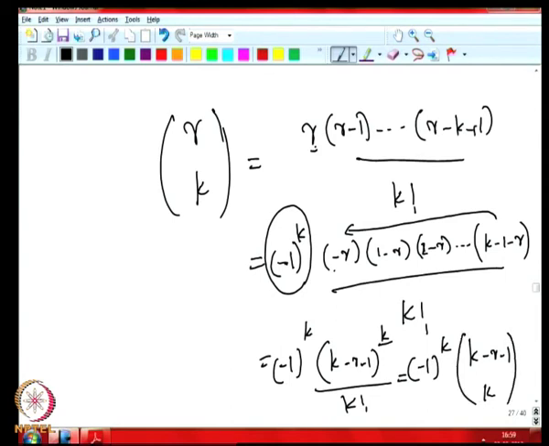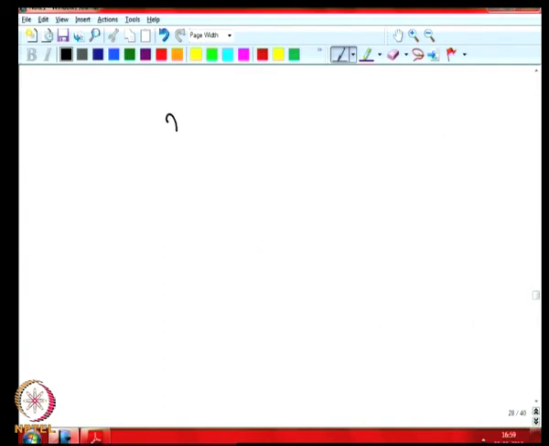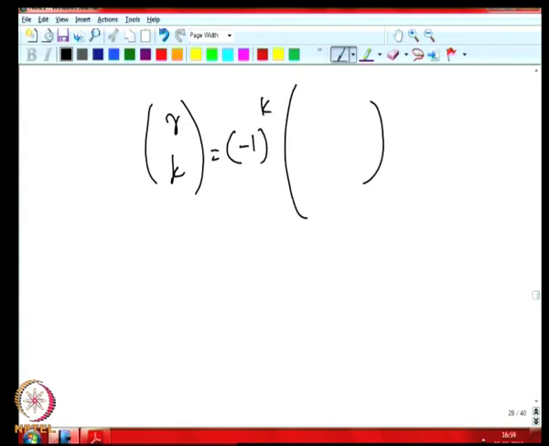So the way to remember the formula is this. When you say R choose K, first you write minus 1 raised to K, and remember that the lower index is the same, because we are in the same column. Then we write K, this K here, and then we negate R, and then one more minus 1. This works for all integers K.